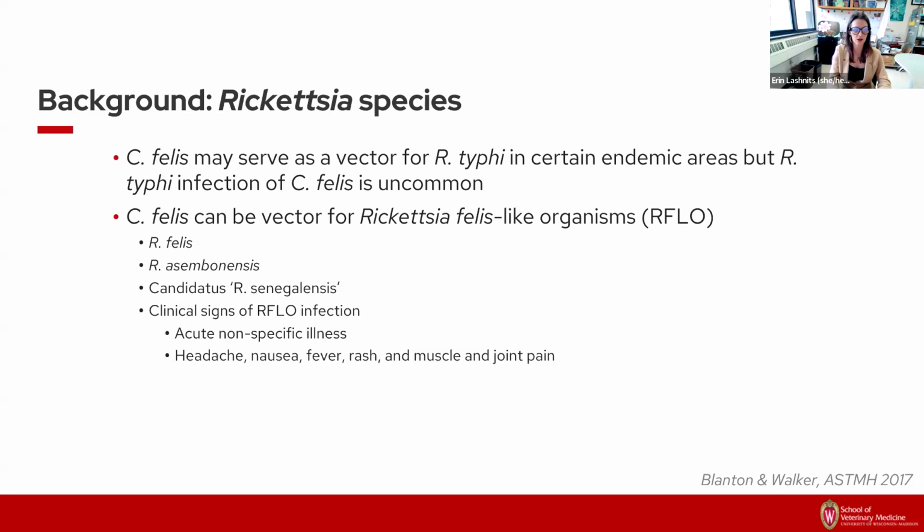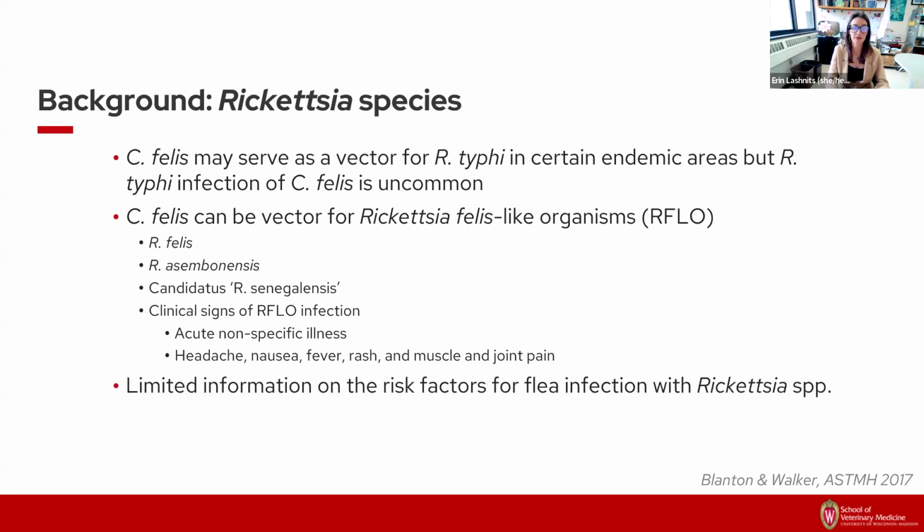Rickettsia felis-like organisms can cause clinical signs in humans, typically an acute non-specific illness: fever, rash, headache, nausea, muscle and joint pain, similar to what you might expect for Rickettsia typhi or spotted fever group Rickettsias, but seemingly a little bit less severe. These are newly discovered in human medicine, and have probably been around for a long time, so we just don't know as much about the clinical manifestations. Similar to Bartonella, but probably even more so for the flea-borne Rickettsias, we really don't understand what the risk factors for flea infection with Rickettsia species, much less human infection with these flea-borne Rickettsias, are.